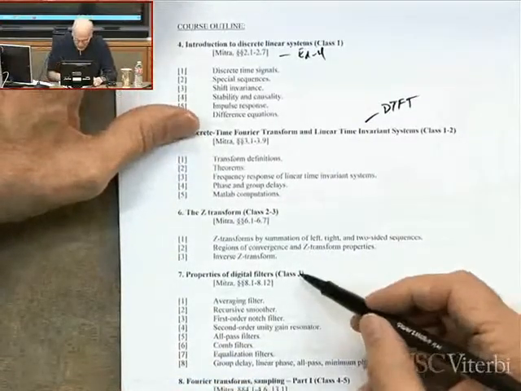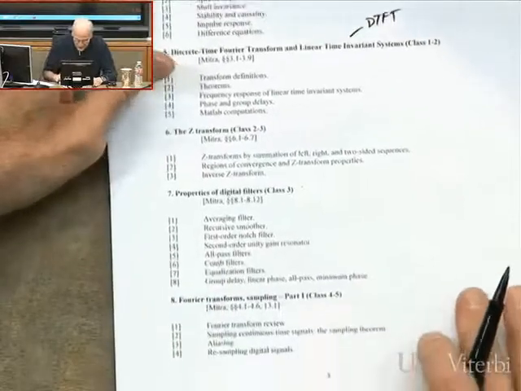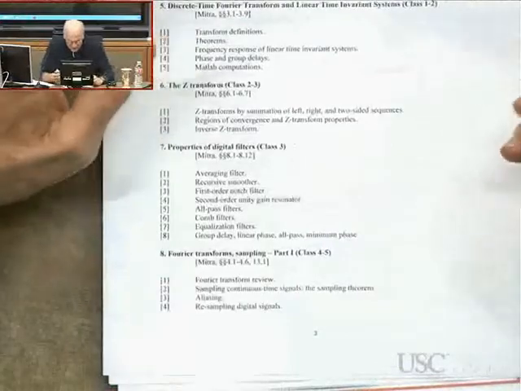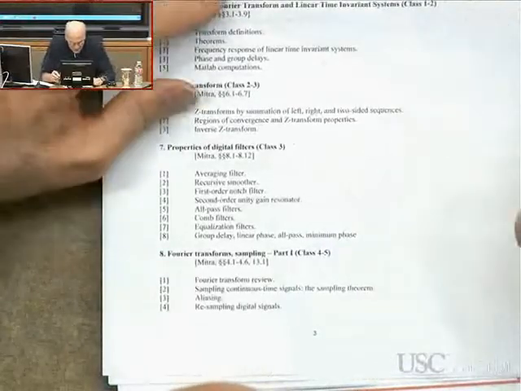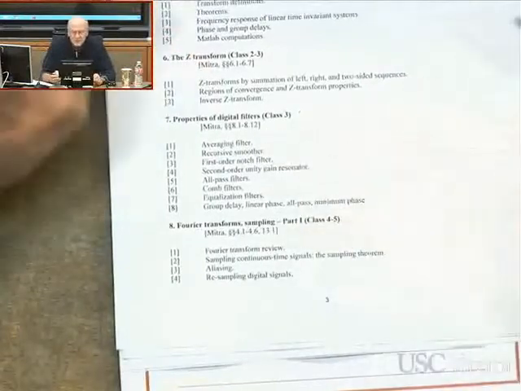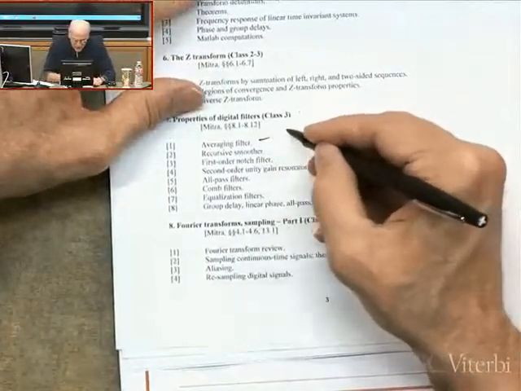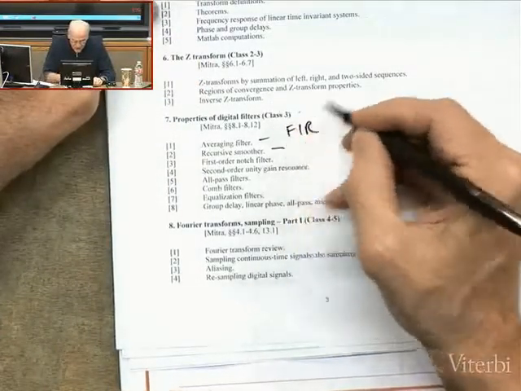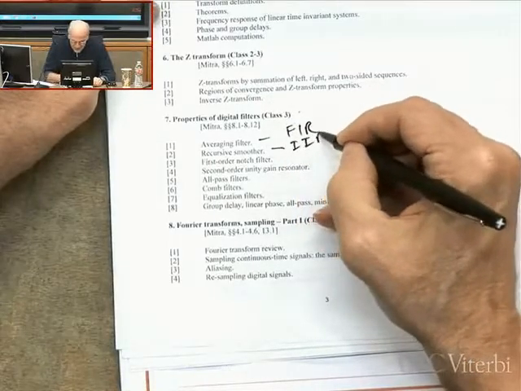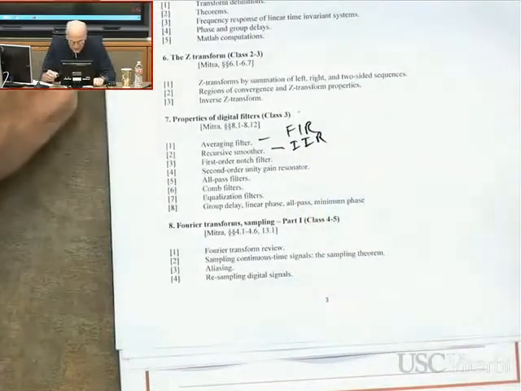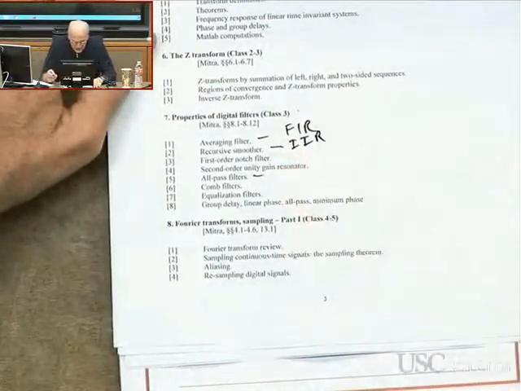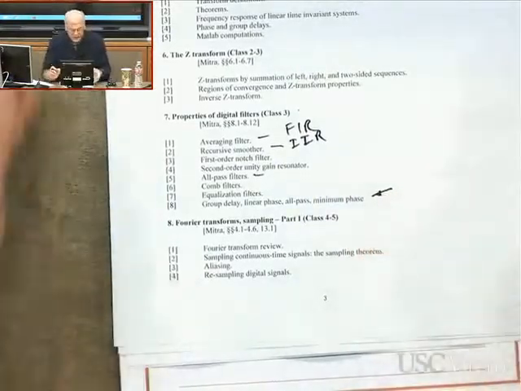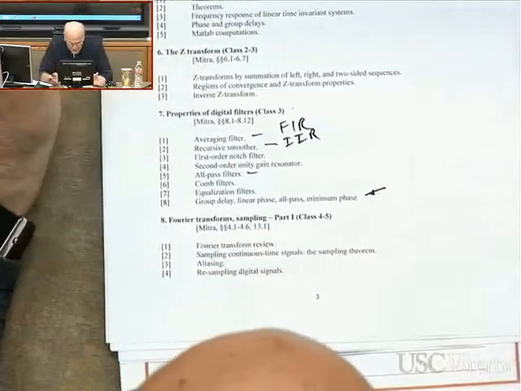And then we're going to talk about properties of digital filters. That's the first time you get a chance to actually see some practical filter designs that we will be looking at. Those are all different types of filters, from very simple averaging filters, which, by the way, are FIR, finite impulse response, recursive averaging filters, that's an infinite impulse response, to notch filters, all-pass filters, those are very interesting. Comb filters, equalization, etc. And then we're also going to talk about something called group delay, linear phase, all-pass, minimum phase.